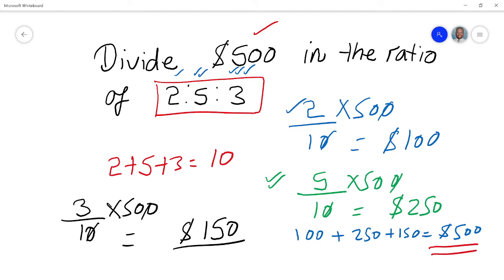All right, so you can see the ratios add up together. So in a nutshell, or to summarize, when you're solving questions like this where you divide a number in a particular ratio, you want to find out the share of each bit, add them together. That's the first step, and then you find out each fraction. So 2/10 times 500, 5/10 times 500, 3/10 times 500, and then when you add them together, that should be equal to the total amount.